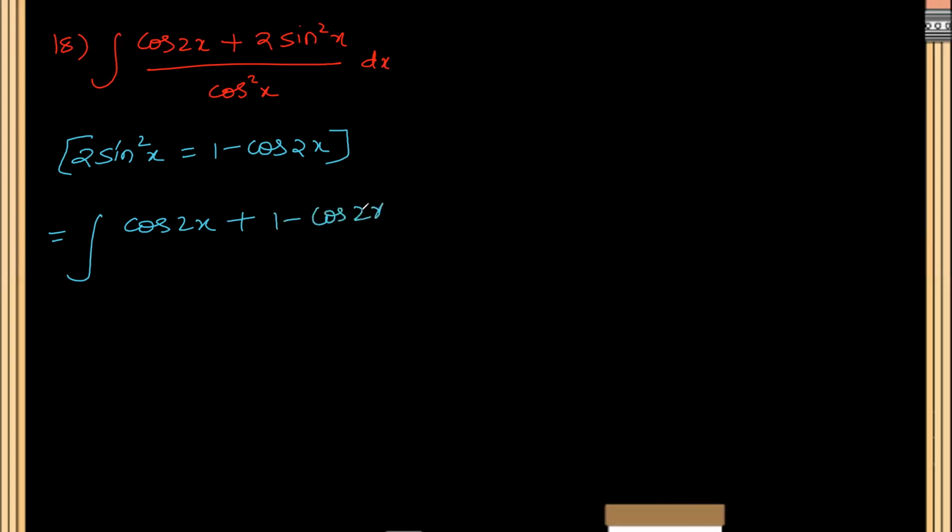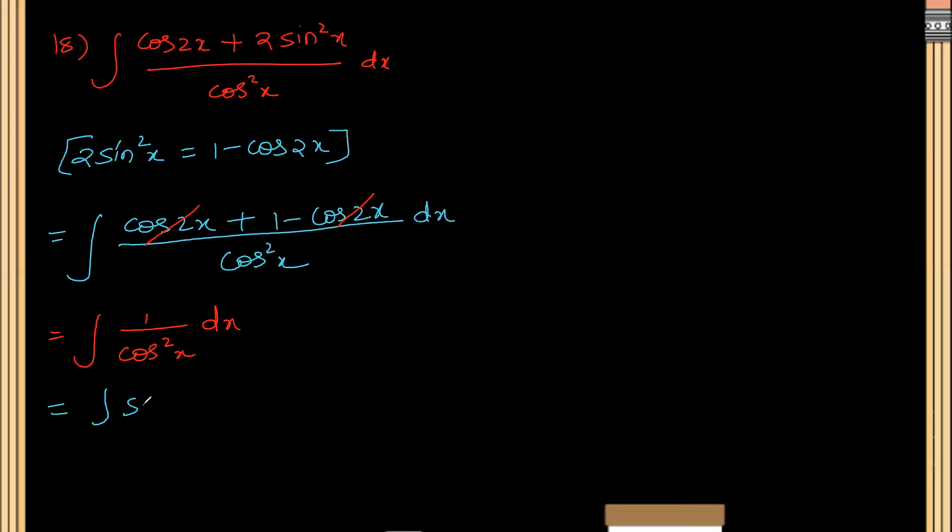So it is (1 minus cos 2x) the whole by cos square x dx. Here, plus cos 2x minus cos 2x gets cancelled. This can be written as 1 by cos square x dx. So 1 by cos square x, we can write it as secant square x. So the integral of secant square x will be tan x plus c. This is the final answer.